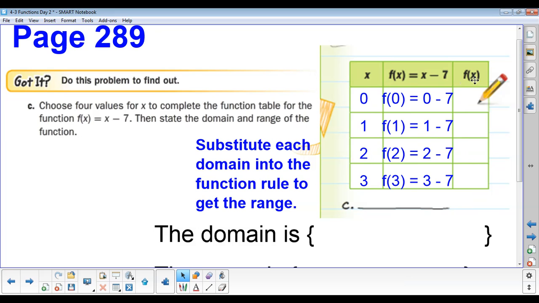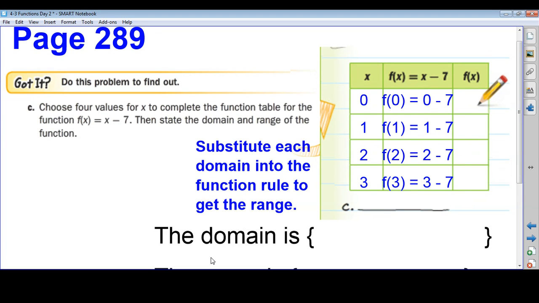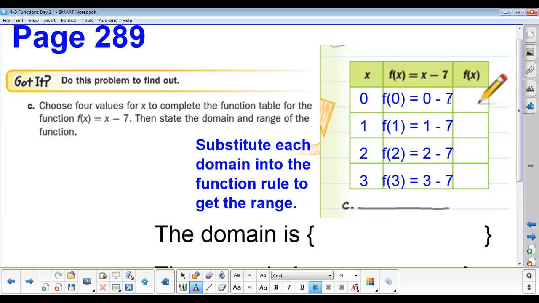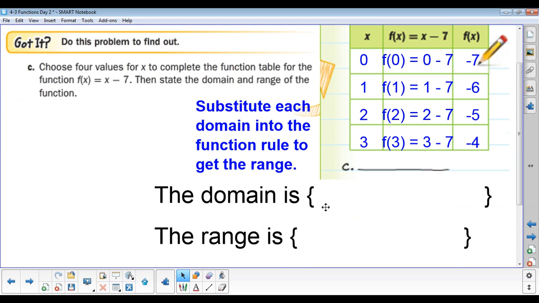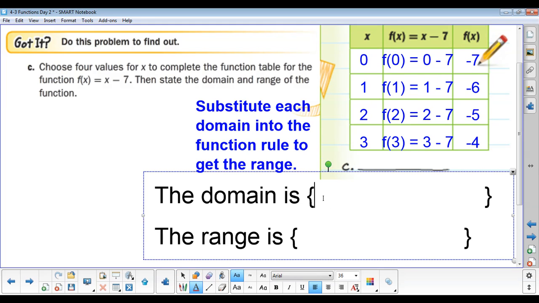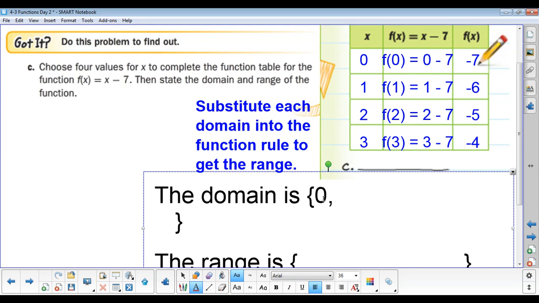Now, to get my resulting numbers, my output, I just make these little calculations. So 0 minus 7 is -7, 1 minus 7 is -6, 2 minus 7 is -5, and 3 minus 7 is -4. Again, your numbers might be different based on whatever domain you selected, whatever values you picked for x. But based on what I did, my domain is 0, 1, 2, 3.